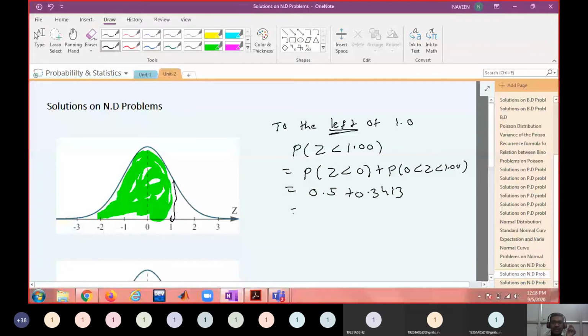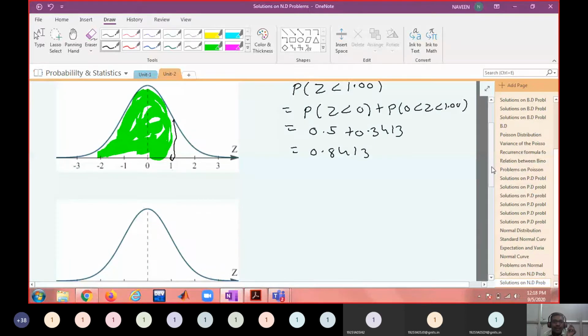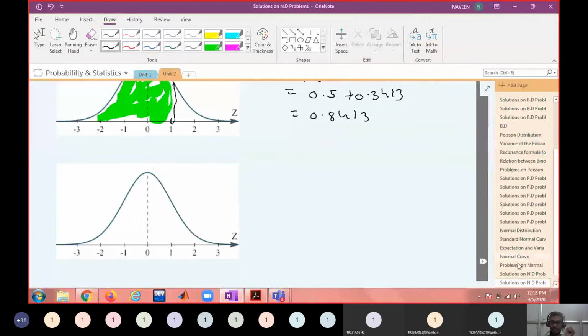0.3413. So what is our final answer? 0.8413. Is it clear? So always you have to use the symmetric property of the normal curve, the standard normal curve. What is the next one?